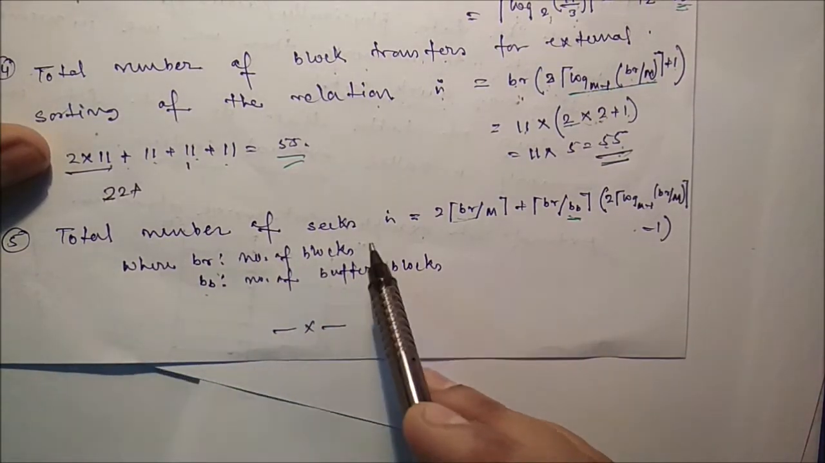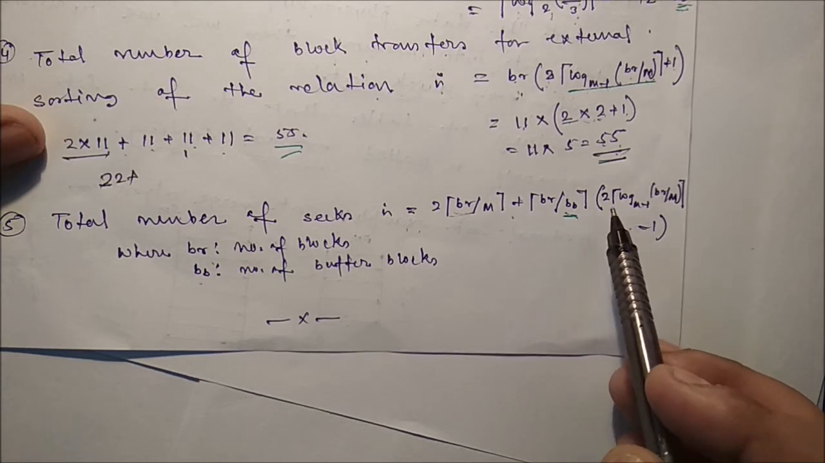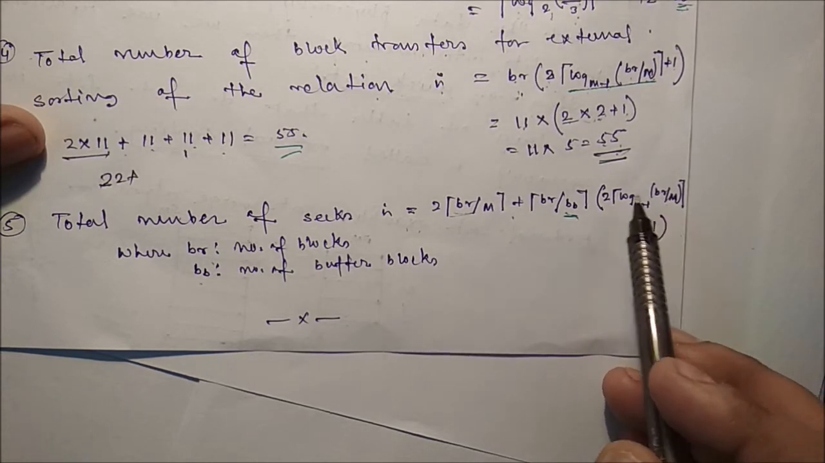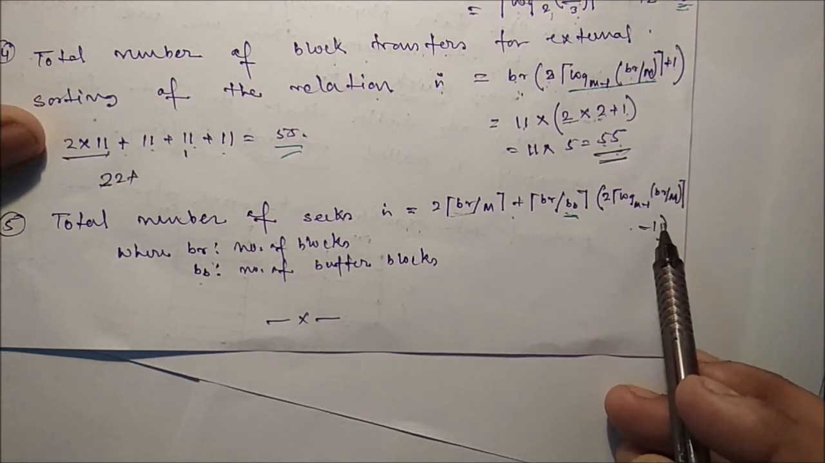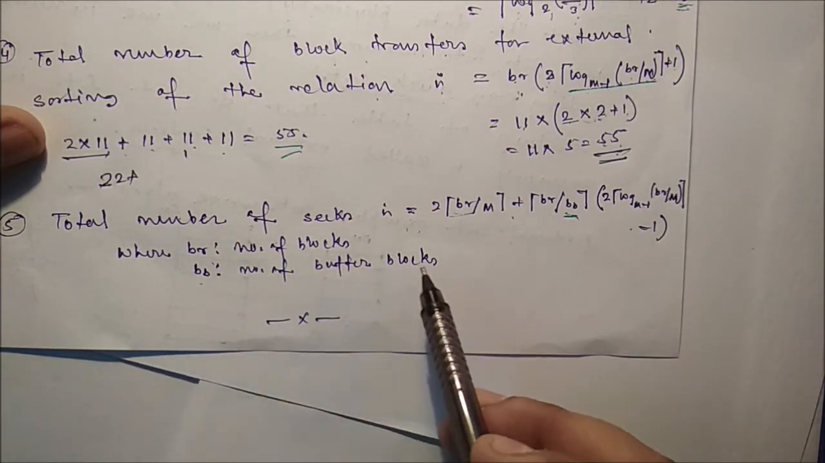Similarly, the total number of seeks is 2 into BR by M plus BR by BB into 2 into log M minus 1 of BR by M. We have to take the ceiling value, minus 1. So here BR is the number of blocks and BB is the number of buffer blocks.